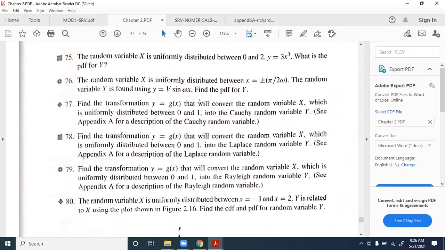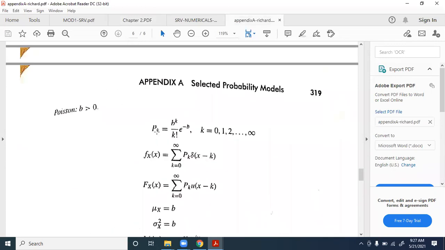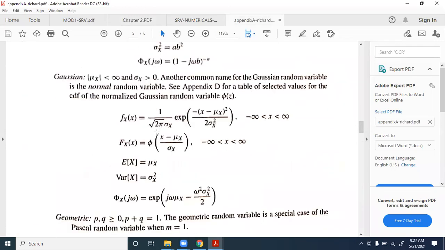Okay, so find the transformation y is equal to g(x) that will convert the random variable x, which is uniformly distributed between 0 and 1, into the Cauchy random variable y. So uniformly distributed between 0 and 1 will give us the uniform distribution, but we need to transform it into the Cauchy random variable y, and the description for the Cauchy random variable is given in Appendix A. So going back to Appendix A, we can find where this Cauchy random variable is, and correspondingly take that and try to solve it.